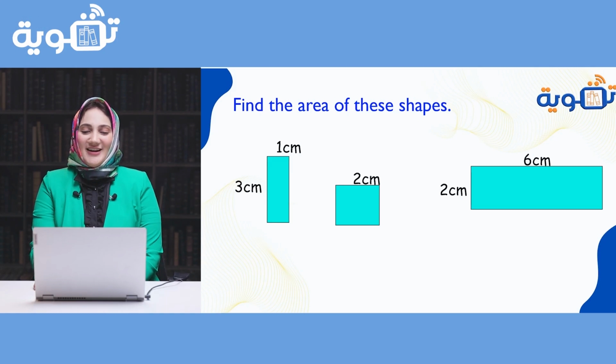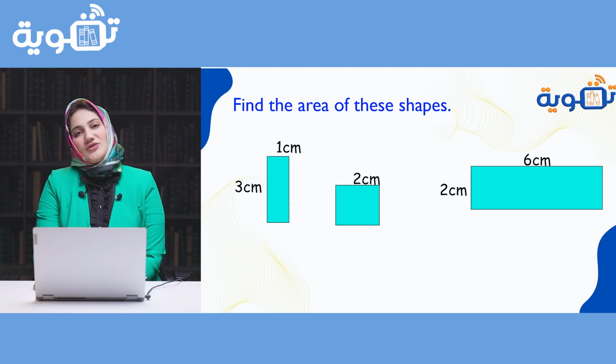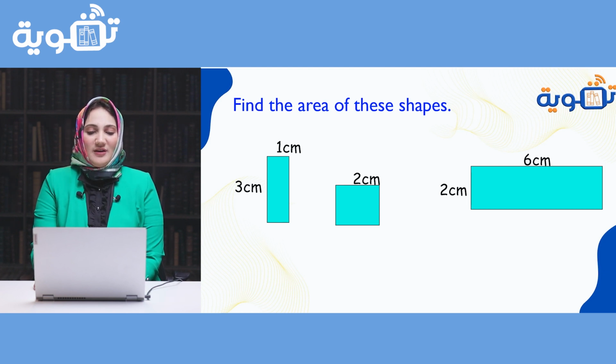Now, find the area of these shapes. Please bring your notebook and your pencil and start to solve. The first shape here, 3 and 1, rectangle. So the area, 3 times 1 equals 3 centimeters squared.